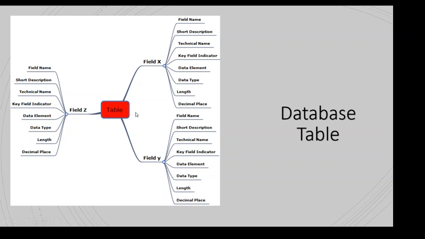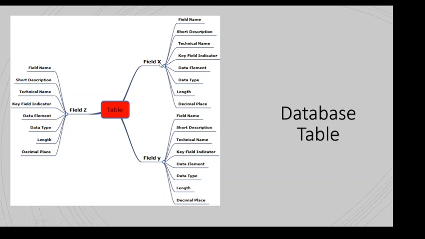So a table is a collection of fields, and a database is a collection of tables. Database is a collection of tables, and table is a collection of fields. So what is a field? A field has some properties. We can see this in a mind map. All the fields have very similar properties. We can see a field has a field name, short description, technical name. All of these are properties of a field.